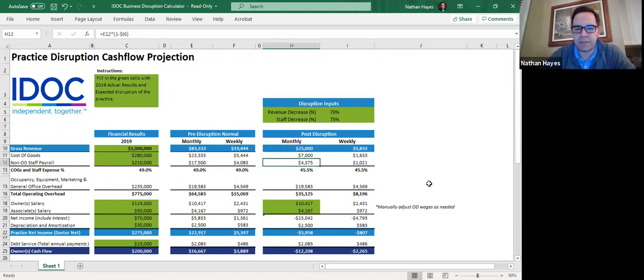Cost of goods is lower, staff is lower. We're going to let the fixed expenses, so things like your rent and occupancy costs, your equipment costs in terms of service fees, stay the same. Marketing's probably going to go to zero right now, although you're probably communicating with your patients quite a lot. Just general overhead, everything from software licenses to toilet paper. We'll let that stay the same just to see what's happening. So it's sort of the operating expense of the business is $35,000 a month.